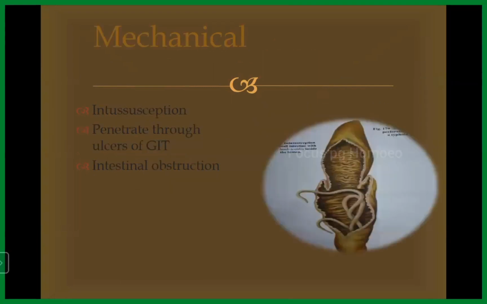Next one is the mechanical effects. Mostly the worms will appear like a mass. It will cause blockage in the human intestine that will lead to intussusception. From there, it will penetrate the ulcers of the GIT. This mass of worms will cause an intestinal obstruction.